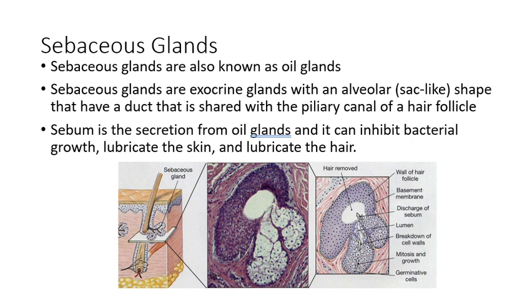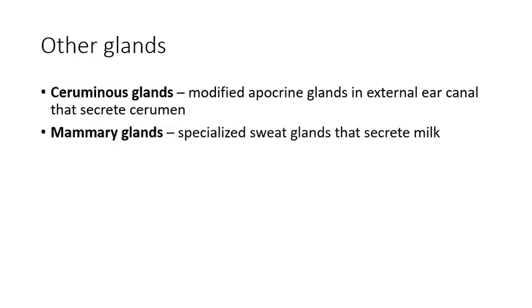That oil can also move towards the surface of the skin from that pilary canal and lubricate the skin, but that oil can also inhibit bacterial growth. And some other glands just to mention are ceruminous glands, which are modified apocrine glands that produce cerumen. Cerumen is earwax, so you find these glands in the ear canal. And the mammary glands are specialized sweat glands that secrete milk.